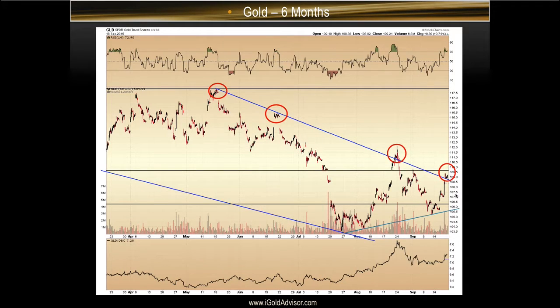I am expecting it to fall back down here and maybe find support on this teal line as this triangular consolidation plays out over the next several weeks. And then we'll have to see from there, do we have a legitimate breakout, or do we meet those targets that I was talking about down below 1,000 perhaps?